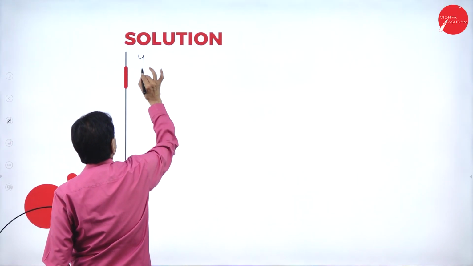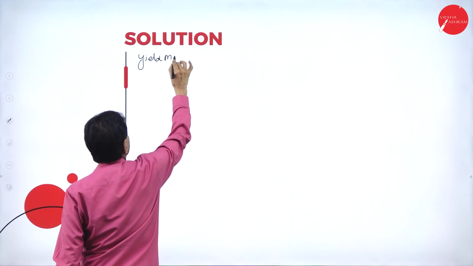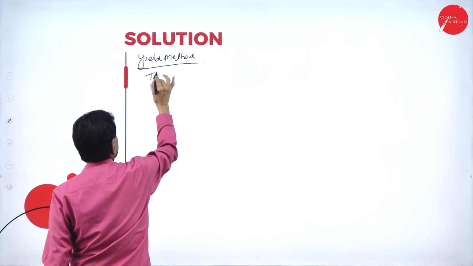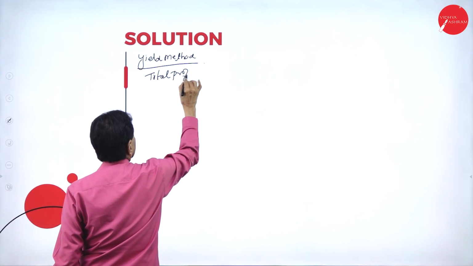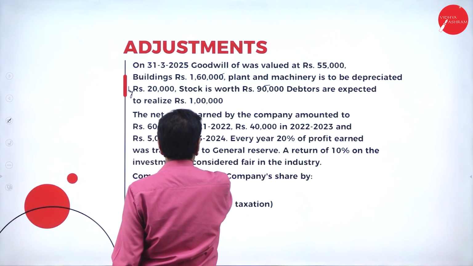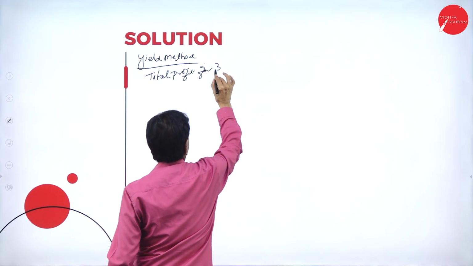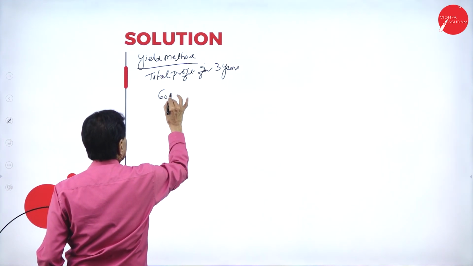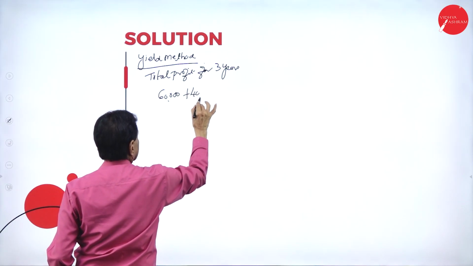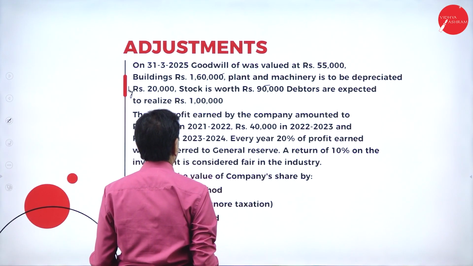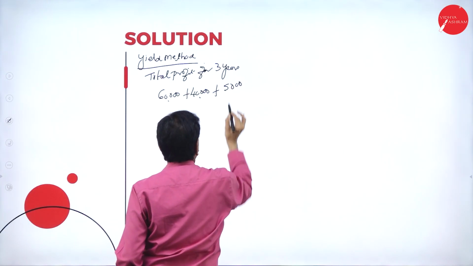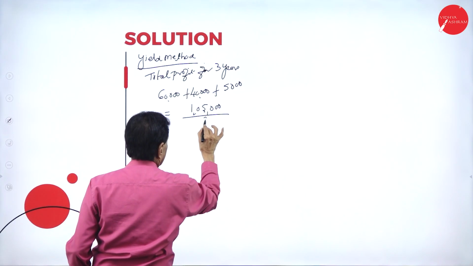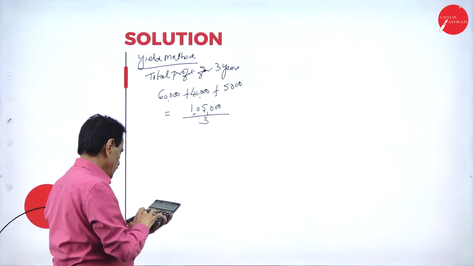Then the yield method. Total profit for how many years? 1 year, 2 years, 3 years. 3 years is equal to 60,000 plus 40,000 plus 5,000, which is equal to 1,05,000, divided by 3. 105 divided by 3 is 35,000.